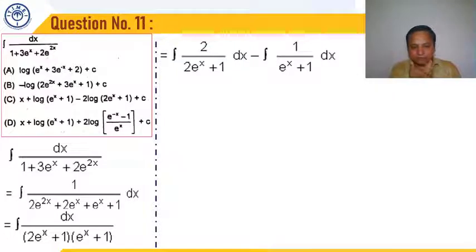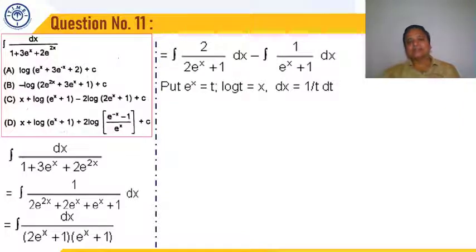First we factorize the denominator, taking e to the power x as t. So it becomes a quadratic, 2t square plus 3t plus 1, which can be factorized as 2t plus 1 into t plus 1. And then we go to partial fractions. This product is broken into two parts, 2 upon 2 e to the power x plus 1 dx minus 1 upon e to the power x plus 1 dx.